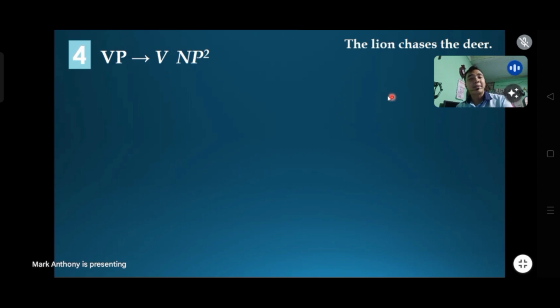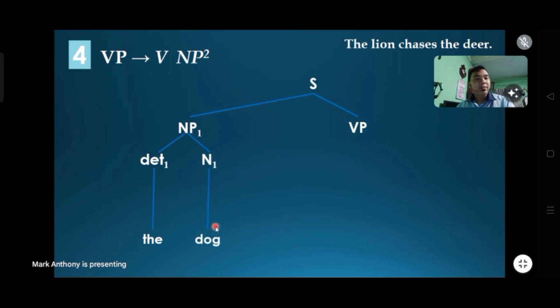So we have here the sample sentence: The lion chases the deer. So let us try to create a phrase structure tree out of this sentence. So there we have it. We have the sentence, which will be divided into its subconstituents. We have noun phrase 1 and verb phrase. Let's start first with the noun phrase. There we have the determiner and the noun. Reading it in its linear order, it would be the lion.